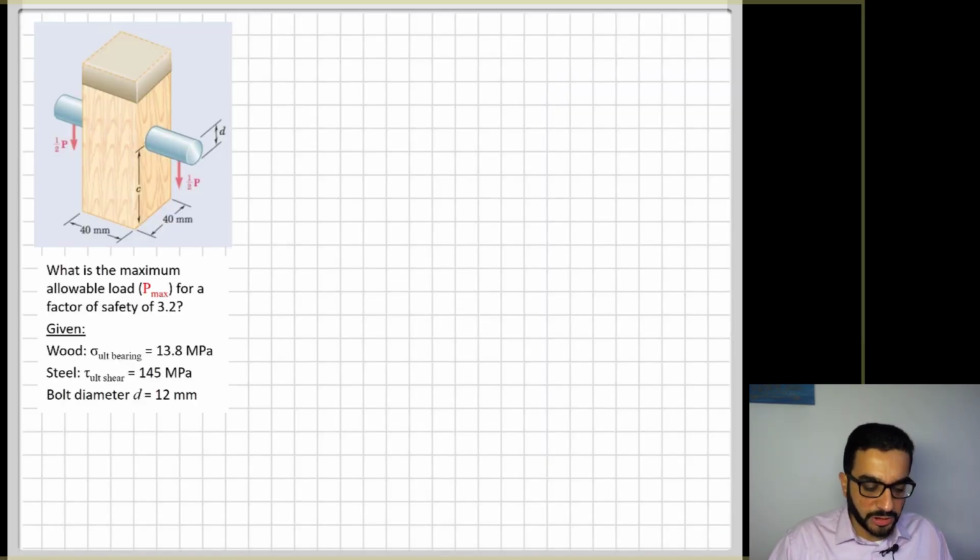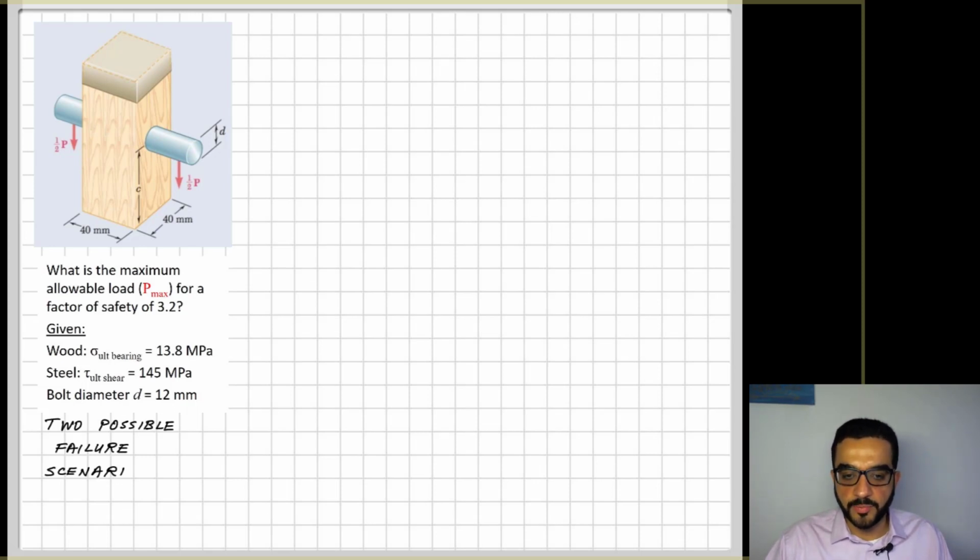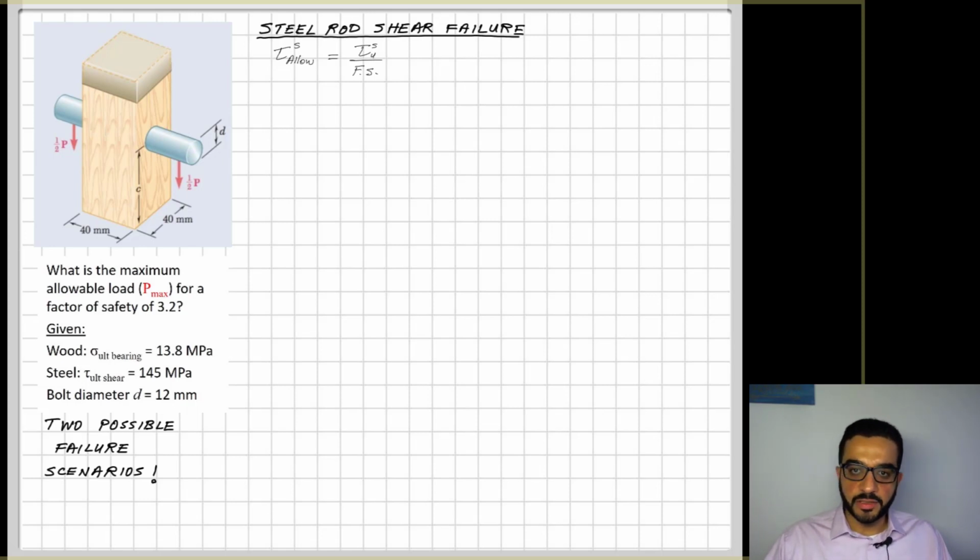So here, like we mentioned, the first part of the problem, we're given two ultimate stresses. These will give us a hint on what type of failure scenarios will happen. So we're thinking about two possible failure scenarios. The first one is the shearing failure in the steel rod. Recognize that always we design based on the allowable stress, which is tau ultimate divided by factor of safety. In this case, it's a shear tau. I'm considering here the values given to me, so this means that the allowable shear stress for the steel is 45.3 megapascal.